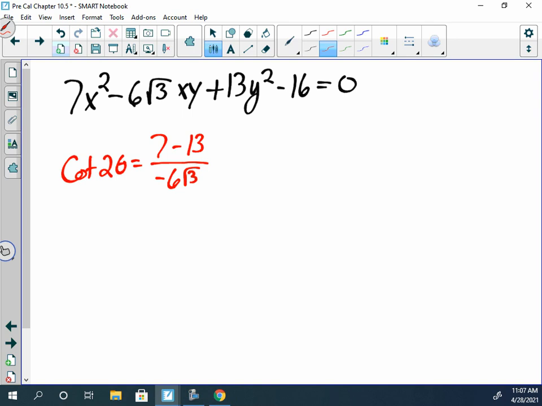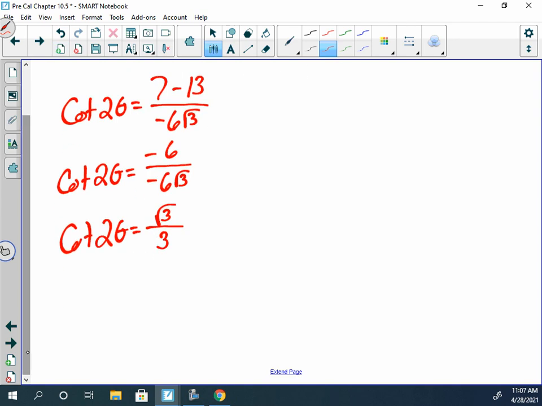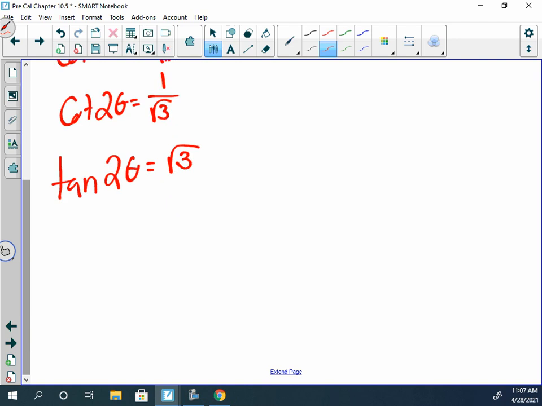So we can simplify this here. Cotangent of 2 theta. Well, 7 minus 13 is? We can say square root of 3 over... Actually, let's leave it as 1 over the square root of 3. Because this one here works out nicely, because I can change it to tangent of 2 theta, which would just be the square root of 3. I was right, I just was a step ahead.